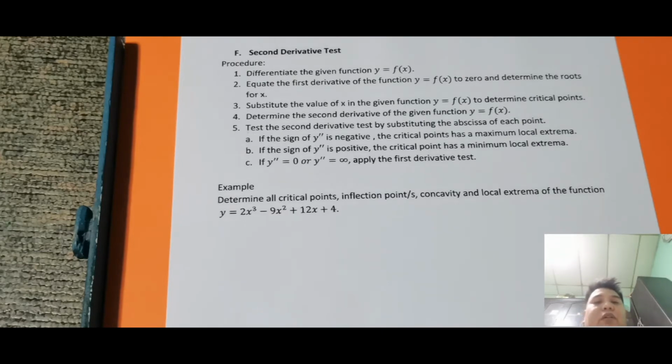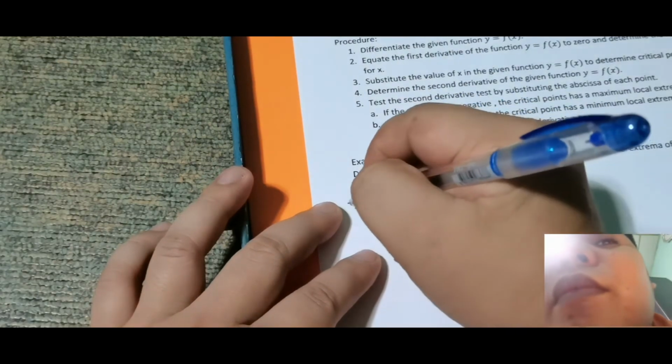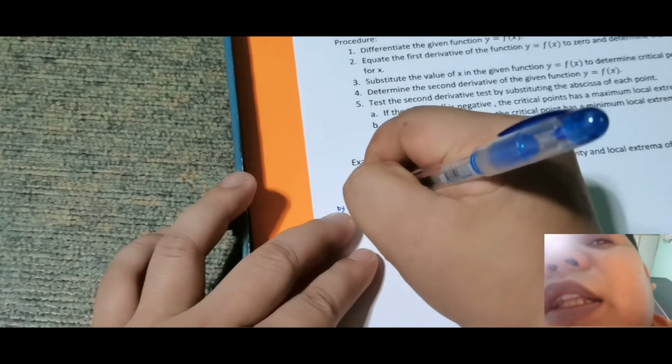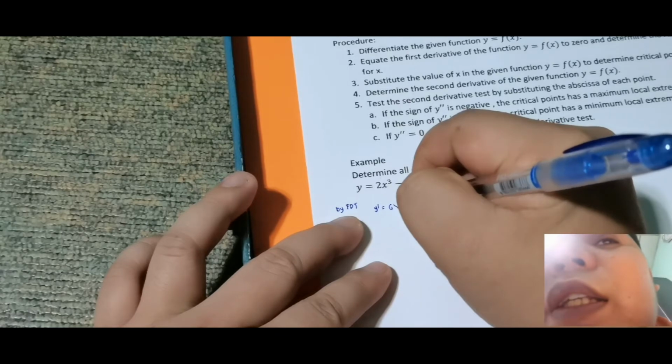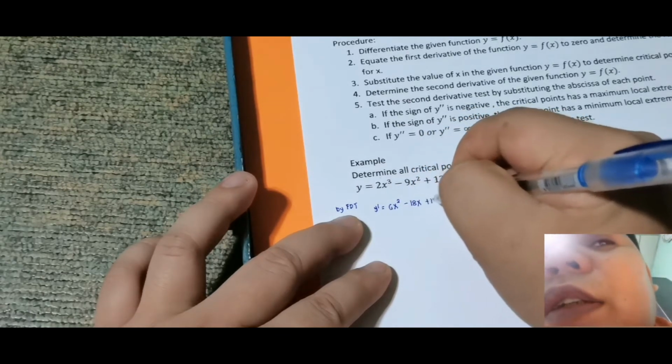Okay, so for number 1, or for our example, nag-iisang example: determine all the critical points, inflection point or points, concavity, and local extrema of the function y is equal to 2x cubed minus 9x squared plus 12x plus 4. Again, by FDT muna yung gagamitin ko. So by FDT, para makita nyo nag-fail, kunin natin yung y prime. y prime is equal to 6x squared minus 18x plus 12.